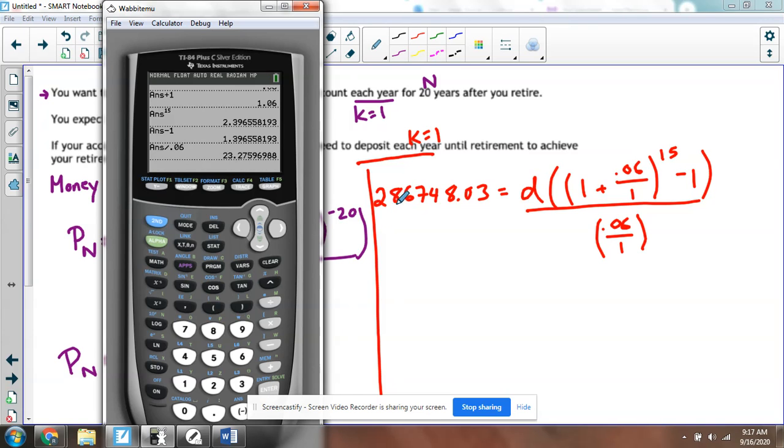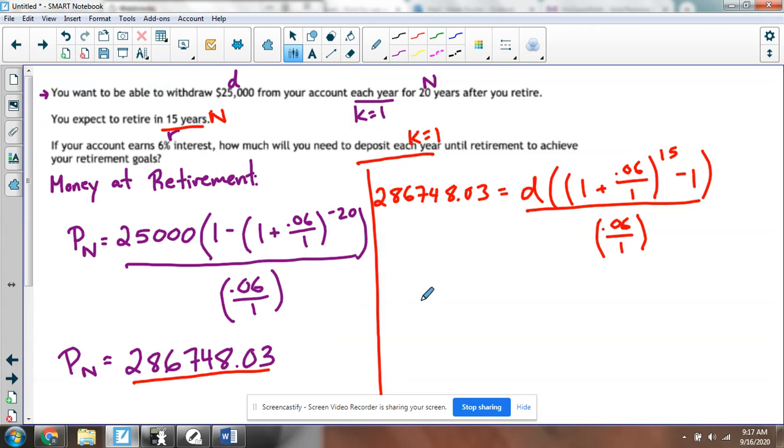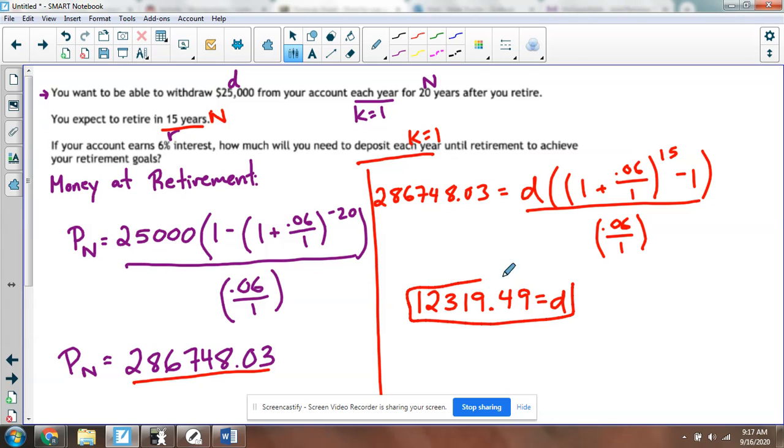So I get 286,748.03 equals D times this. So then I'm going to take that number, 286,748.03, divided by the coefficient of D. So I get $12,319.49. That's how much I have to deposit every year for the next 15 years to get my retirement goals.